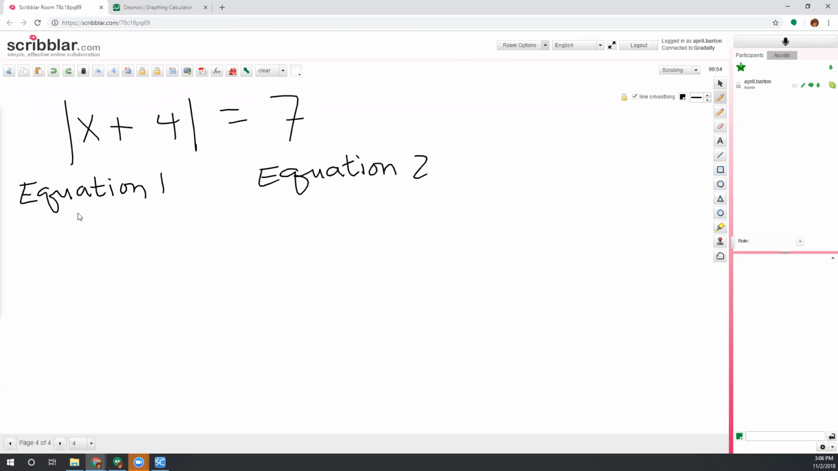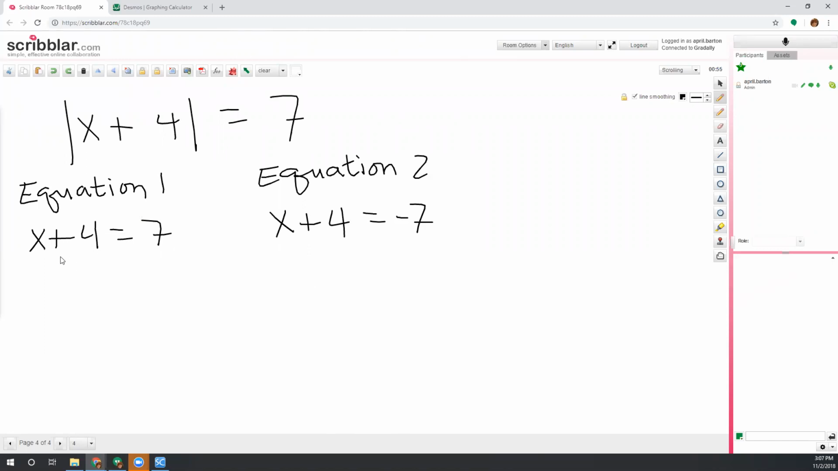And we're getting this from the concept of, well, one of our answers was the positive 7. So this equation 1 looks almost exactly the same, just no absolute value bars. And then the second equation, the equation 2, has that negative version. We had that negative possibility. So you actually have two separate equations to solve now because you get those two separate answers.